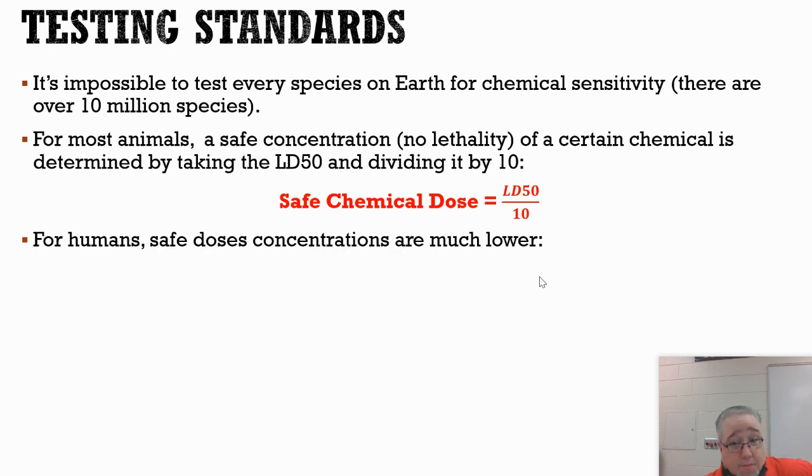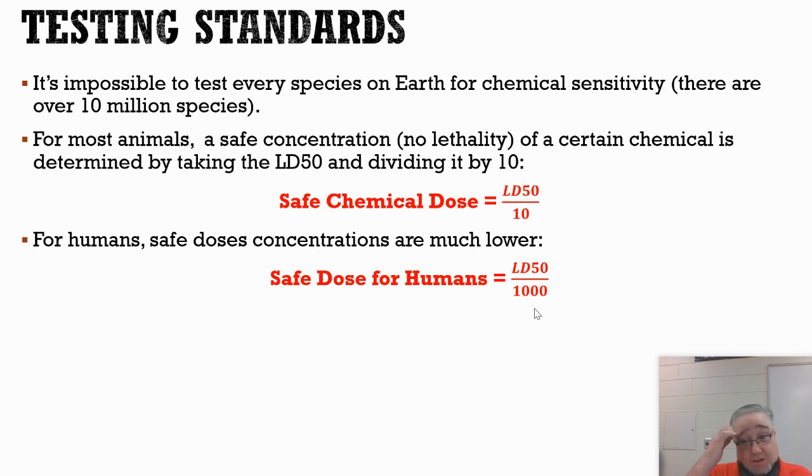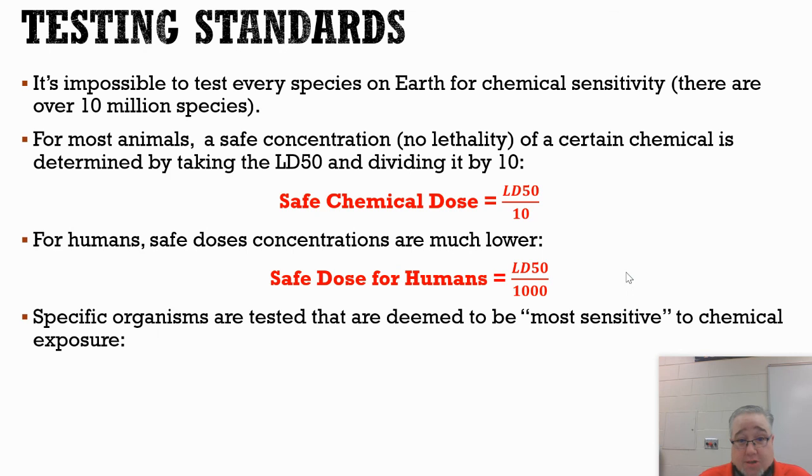If we're talking about humans, then we have to take this to another level, because humans, we're not rats, we're not mice. So, we basically take our LD50 and we divide it by 1,000, all right, and that would be considered a safe dose for humans. So, for example, if any chemical gets into the environment, we want that chemical to have a safe level. We want it to be underneath this value. Then we would consider it to be safe for humans, or at least safe to have in the environment.